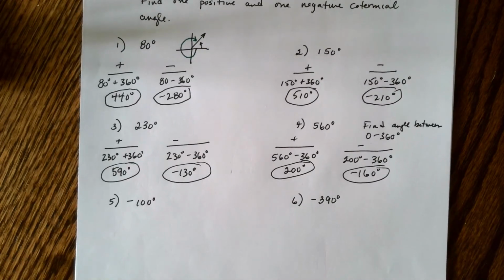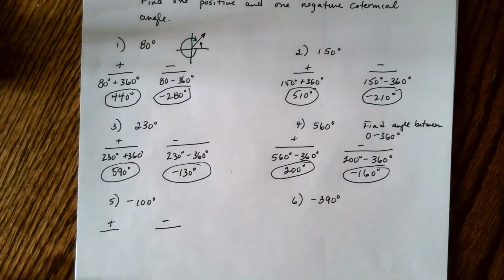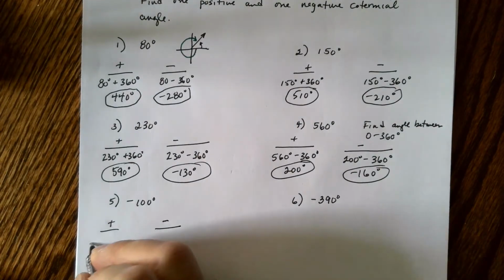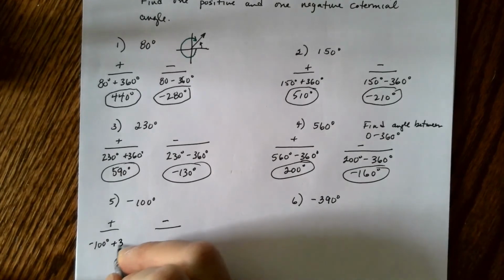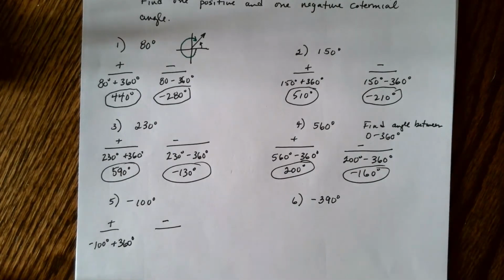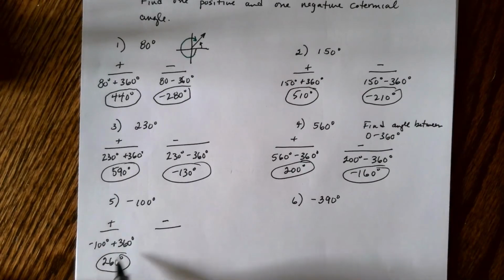Our last 2 problems here center around negative angles. Now, again, we want a positive and we want a negative coterminal angle. All right, so let's see. If I take that negative 100 degrees and I add 360 to it, I'm going to end up with positive 260 degrees. Now, since that's a positive angle when I added 360, then I'm okay. There's my positive coterminal angle.